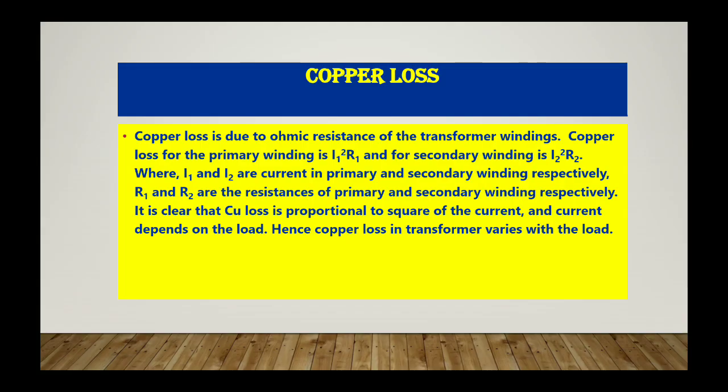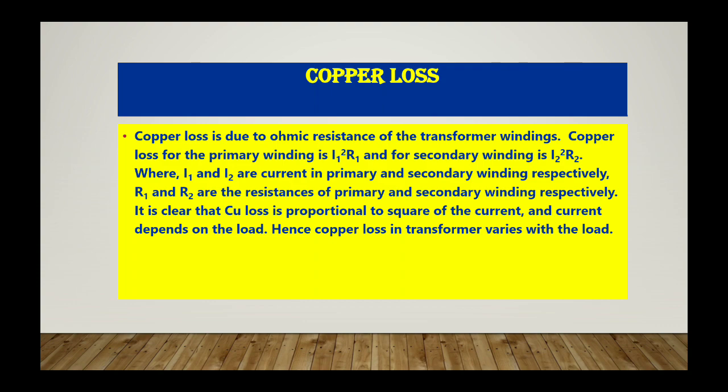Now the copper loss or I square R loss of the transformer. Copper loss is due to the ohmic resistance of the transformer winding, both the primary winding and secondary winding. Copper loss for the primary winding is I1 square R1, where I1 is the primary current and R1 is the primary winding resistance. For the secondary winding, it is I2 square R2. I2 is the secondary current and R2 is the secondary winding resistance.